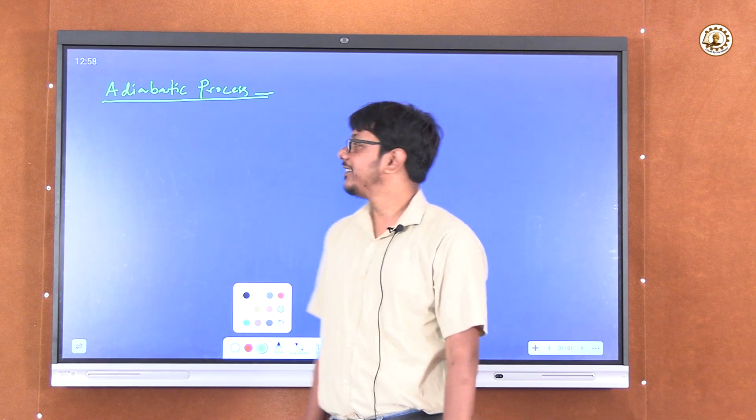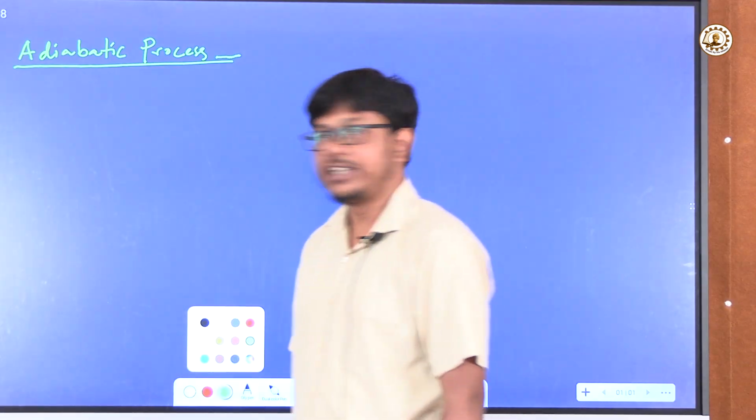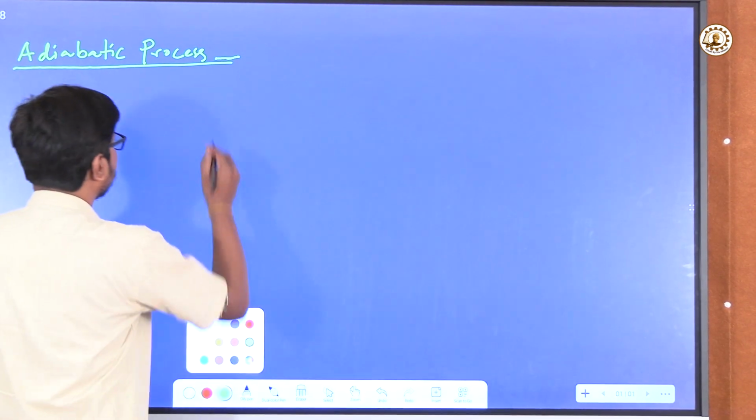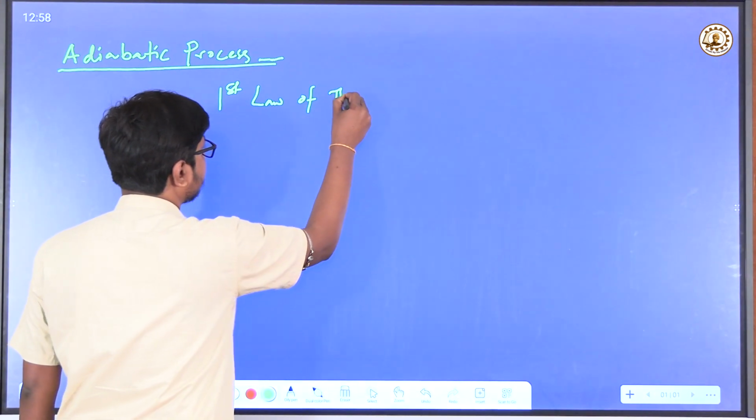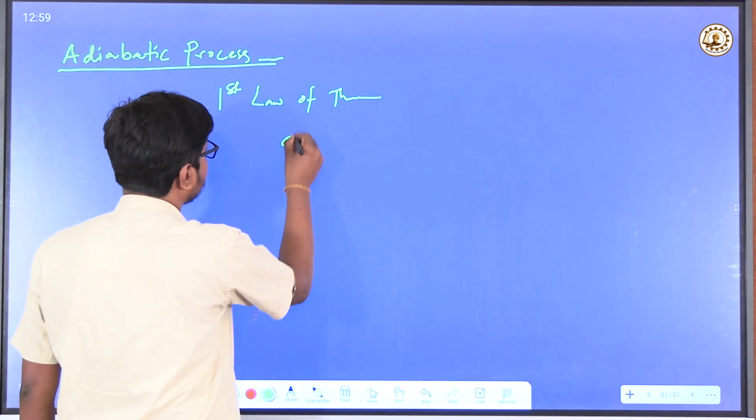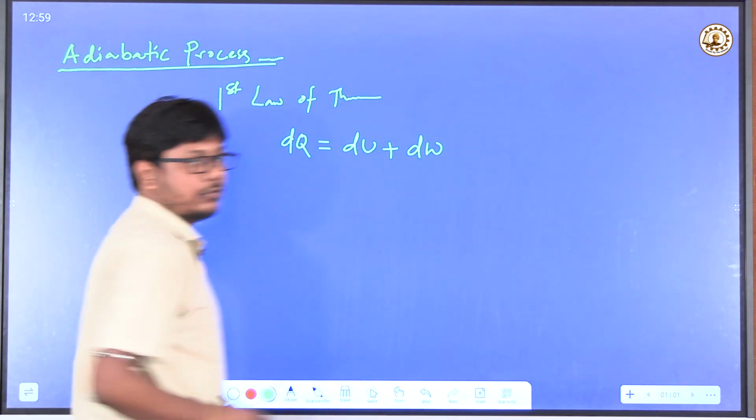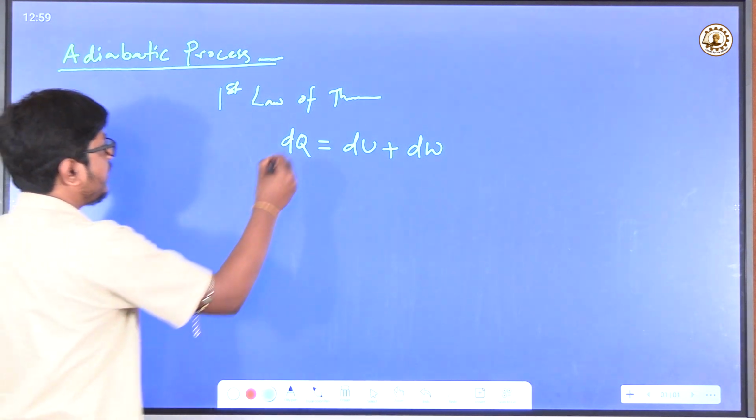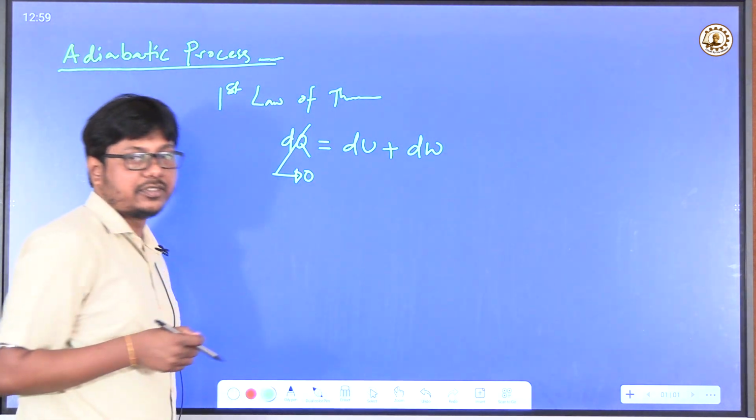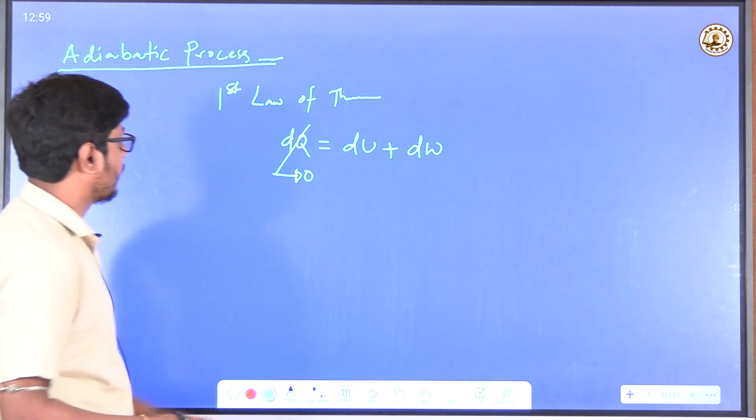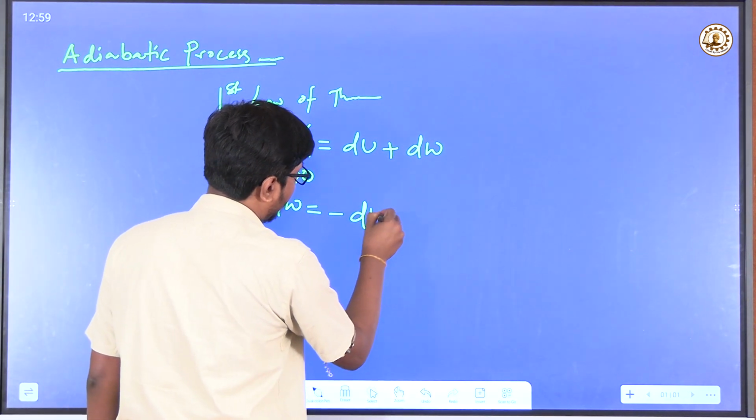Today I want to discuss the adiabatic process. This is the most important topic in the BTech syllabus for chemistry. From the first law of thermodynamics, we all know that dq is equal to du plus dw. An adiabatic process is one in which heat is not given to the system and heat does not go out from the system, so delta Q is equal to 0. So we have dw equal to minus du.